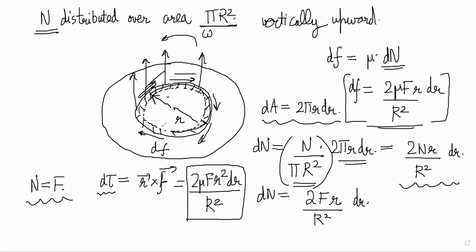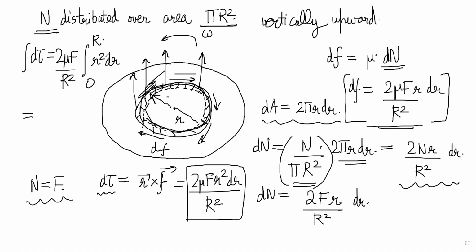On this ring. If the torque on this ring is this much, you can find the total torque on the whole body by integrating this d tau, and that will become 2 mu F by capital R square times the integral of r square dr from 0 to capital R, which basically becomes R cube by 3. So you get 2 mu F R by 3. This is the total torque on the whole mop by friction. And obviously this is equal to the torque by the machine on the mop, because only then can the torques cancel and constant angular velocity be maintained, right?